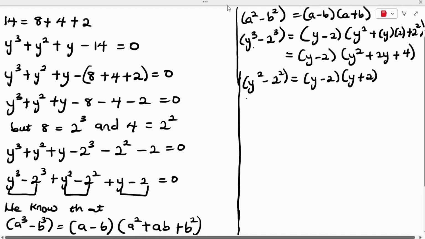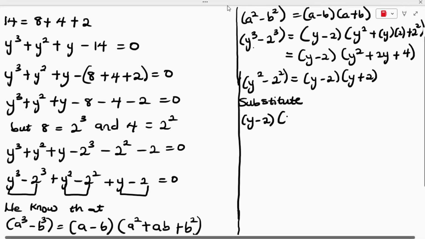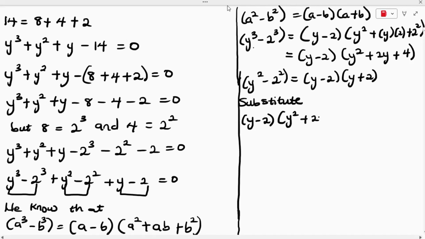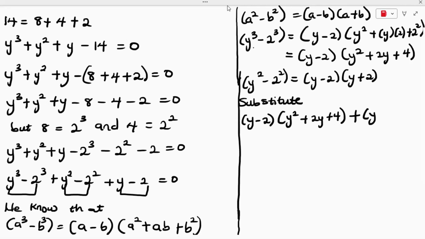So let's simply substitute into the original equation. Substituting into the original equation right here, for y cubed minus 2 cubed, we have y minus 2 into y squared plus 2y plus 4, plus for y squared minus 2 squared, we have y minus 2 into y plus 2.